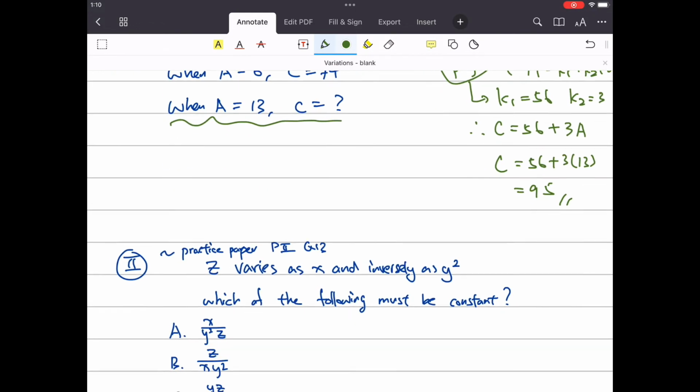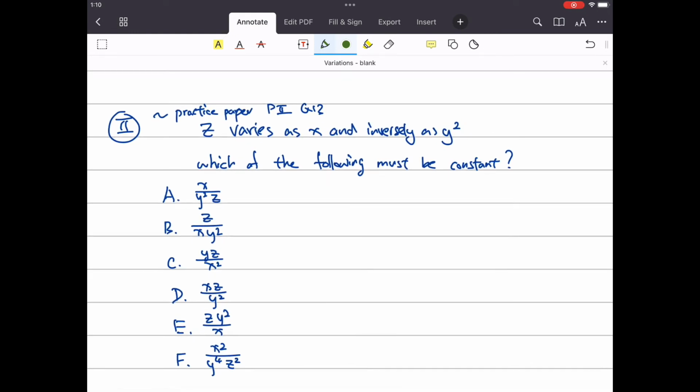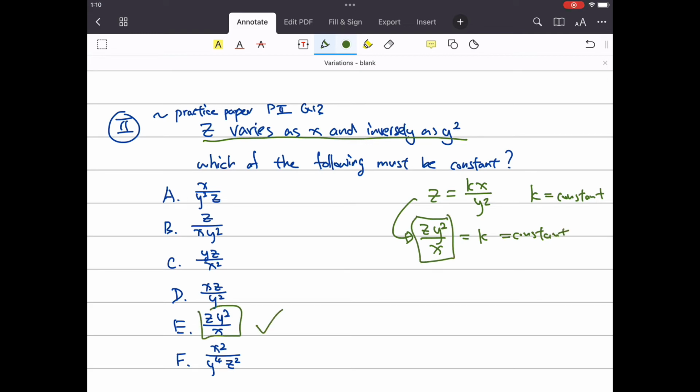For the second question type, we take reference with the practice paper. Z varies as x and inversely as y squared, so we know z equals to kx over y squared, where k is a constant. From the first equation, we have z times y squared over x equals k. Since k is a constant, therefore z times y squared over x is a constant, which means E is correct. And then we try to consider 1 over k, which is x over z times y squared. Since k is a constant, 1 over k is also a constant. Therefore, option A is also a constant.